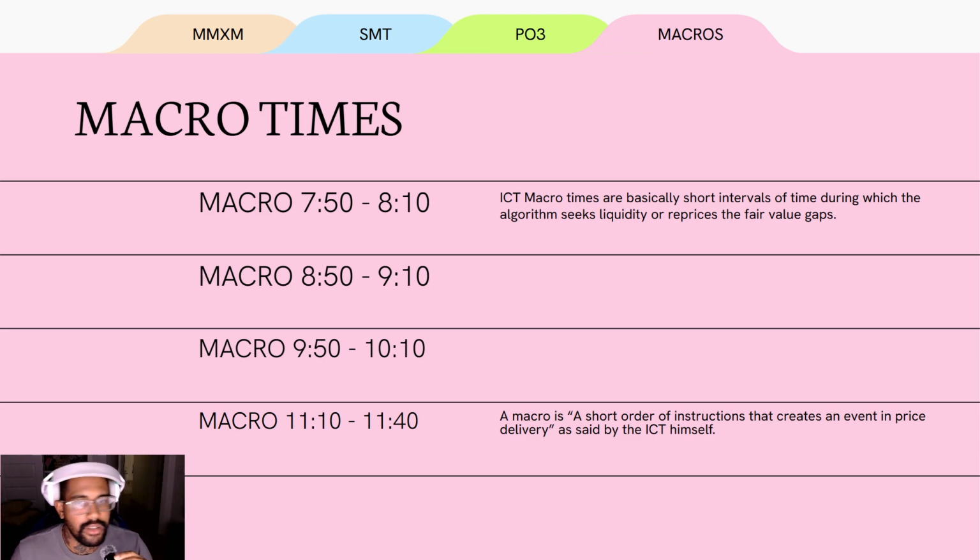Check for yourself. Okay, there's different macros: 7:50 to 8:10, 8:50 to 9:10. What you'll notice is that they're at the end and the beginning of the hours. Okay, the end of 7 o'clock to the beginning of 8 o'clock, the end of 8 o'clock to beginning of 9 o'clock, and the 9 o'clock beginning of 10. I think this is my time in El Paso, which is Mountain Time. So you look up the macros for yourself wherever you're from.